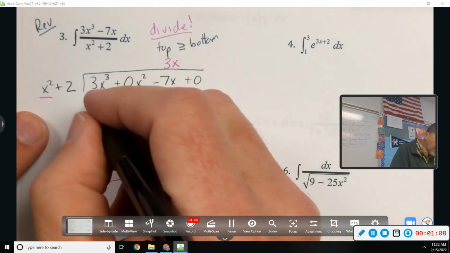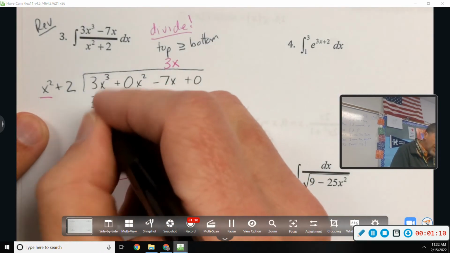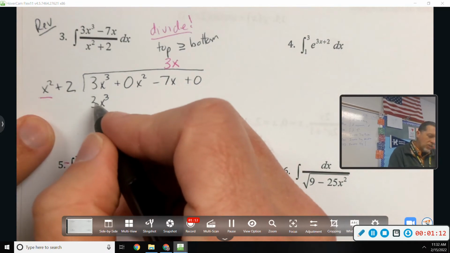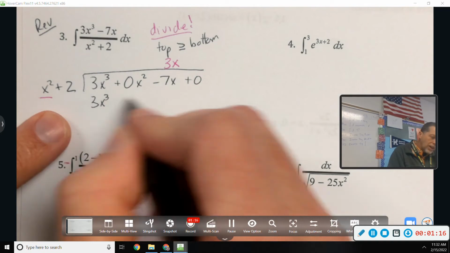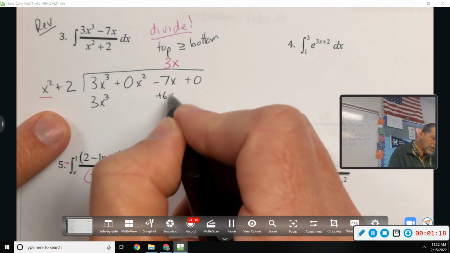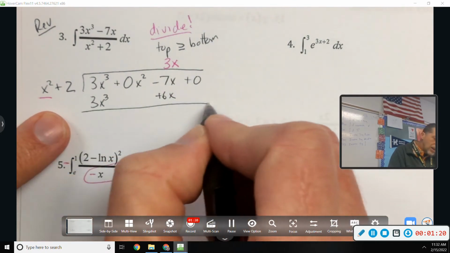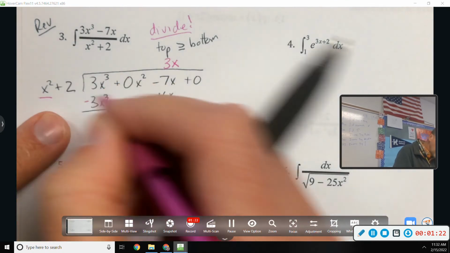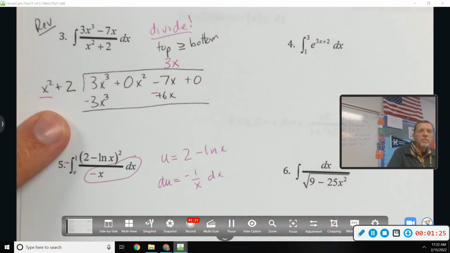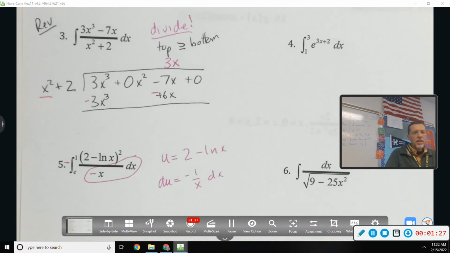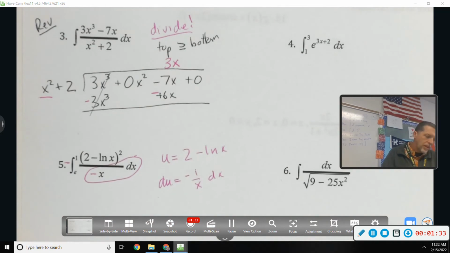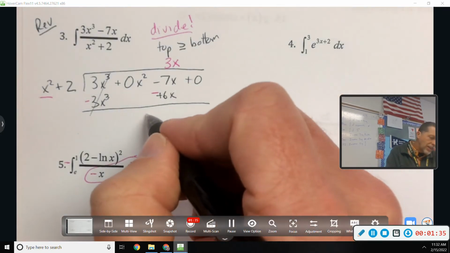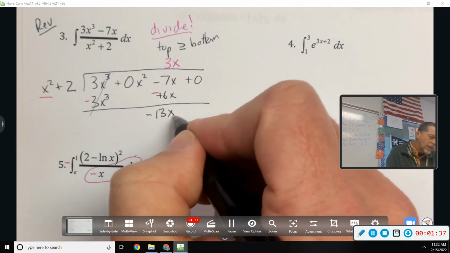Multiply it back, I get 3x cubed. That's a match because we forced that to be a match. Plus 6x. But I want to put that under the right place. And then I subtract those things. So those go away. I forced that to happen. I picked the 3x to make that happen. When I subtract these, I get negative 13x.